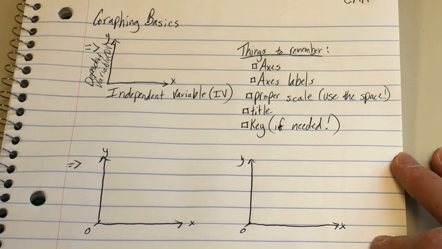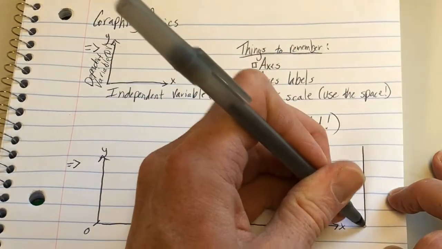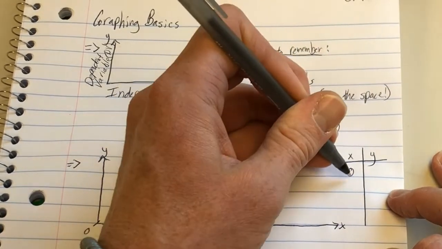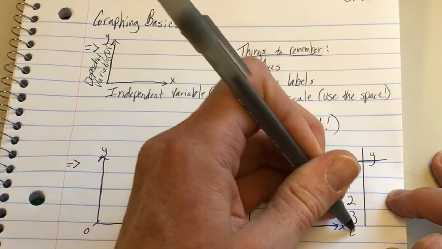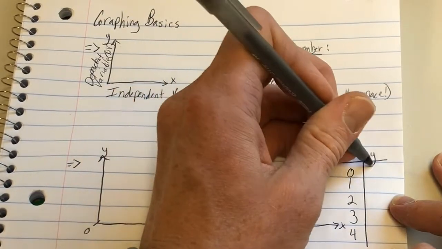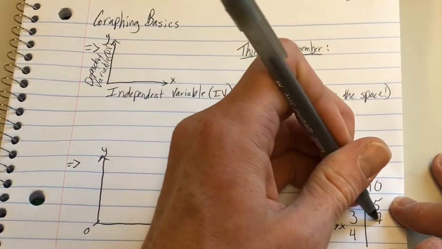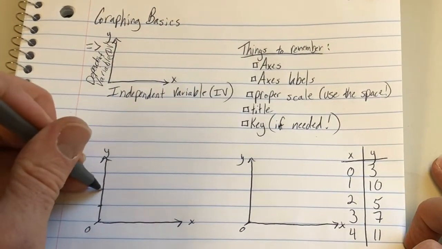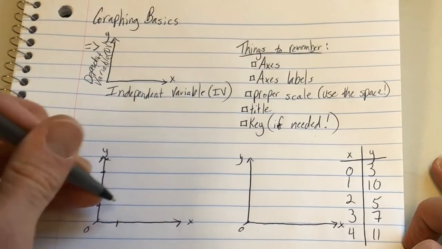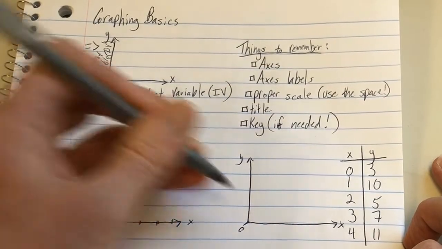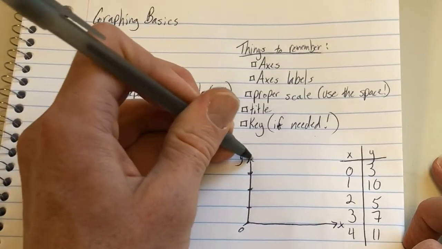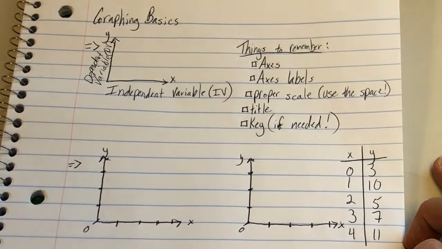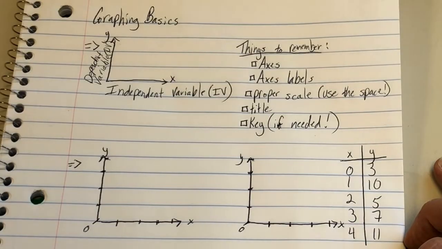Now, when we have this, let's say that we have to plot some data. So I'm just going to make up some numbers over here for our x and our y values. Let's say we have 0, 1, 2, 3, 4. And then for our y's, we have 3, 10, 5, 7, and 11. Now, for both of these graphs, we want to have a consistent scale, or a scale that goes up by the same amount every time. Notice that my hash marks that I'm making here should be just about evenly spaced. If you were doing this on graph paper, they would be perfectly evenly spaced.